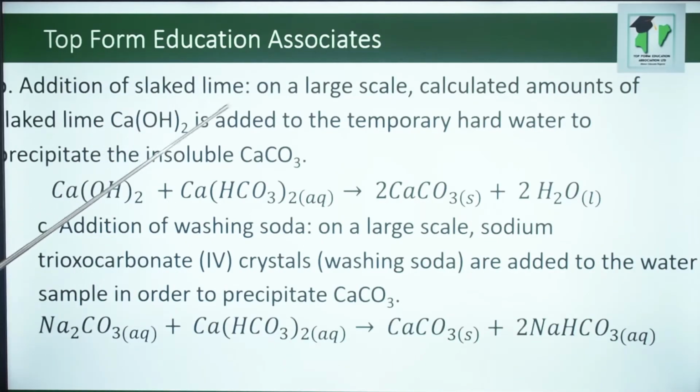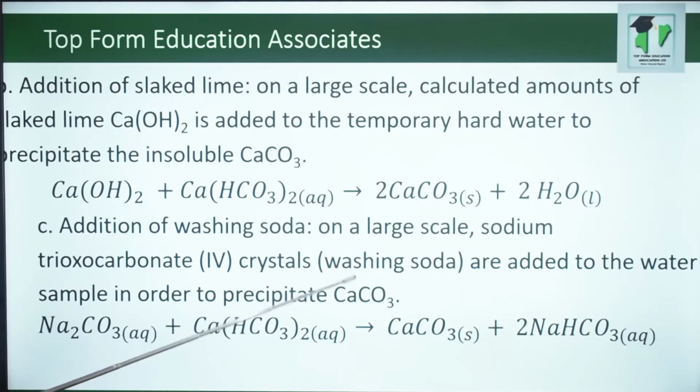Addition of slaked lime. On a large scale, calculated amounts of slaked lime is added to the temporary hard water to precipitate the insoluble calcium carbonate. Another method is addition of washing soda. On a large scale, sodium trioxocarbonate IV crystals, which is washing soda, are added to the water sample in order to precipitate calcium carbonate.